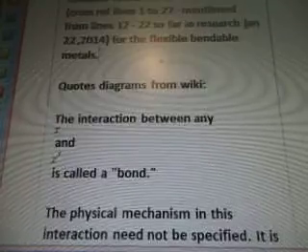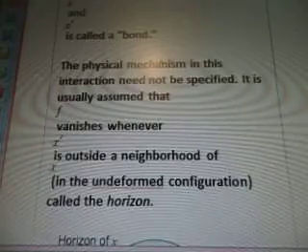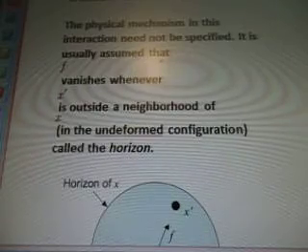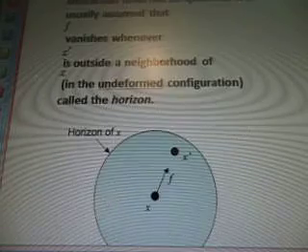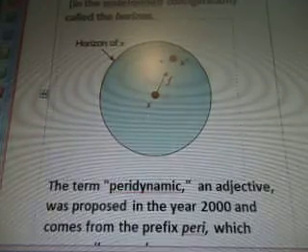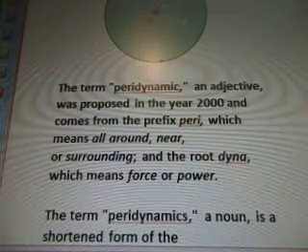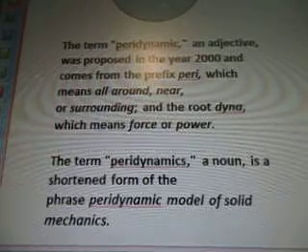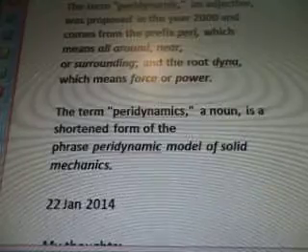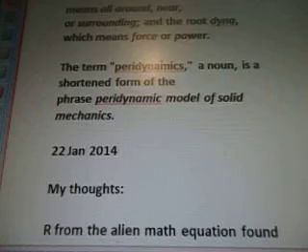Okay. Quotes and diagrams are from Wiki. The interaction between any x prime and x is called a bond. The physical mechanism in this interaction need not be specified. It is usually assumed that f vanishes whenever x prime is outside the neighborhood of x in the undeformed configuration, called the horizon. So it shows the horizon of x, there's x, then f, and then there's the other x prime. The term peridynamic, an adjective, was proposed in the year 2000 and comes from the prefix peri, which means all around, near, or surrounding, and the root dyna, which means force or power. The term peridynamics, a noun, is a shortened form of the phrase peridynamic model of solid mechanics.